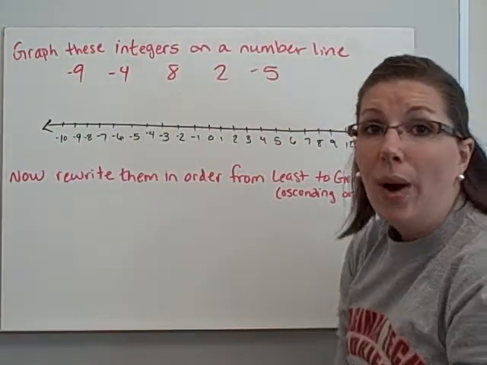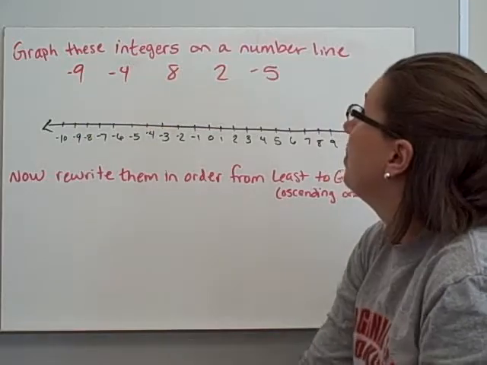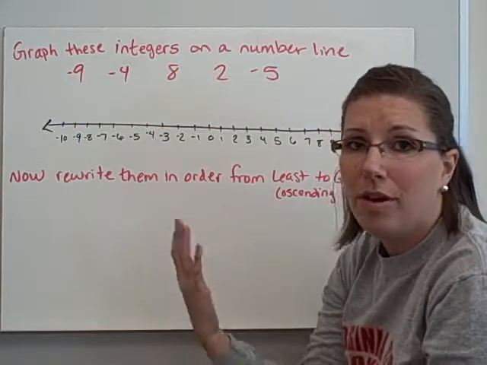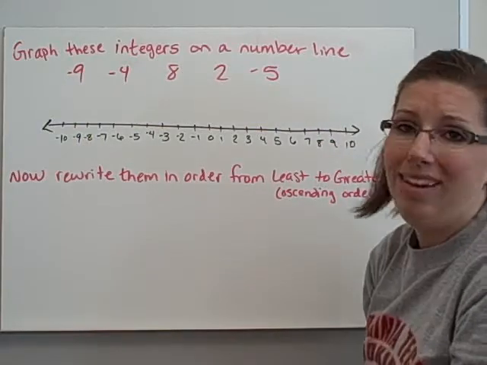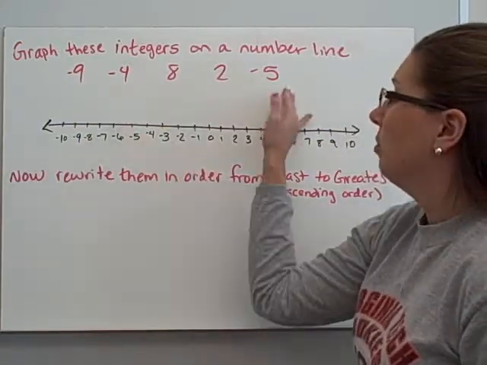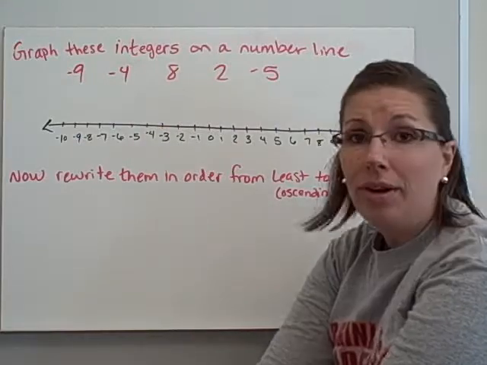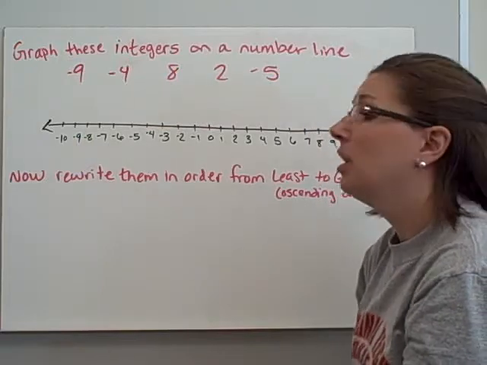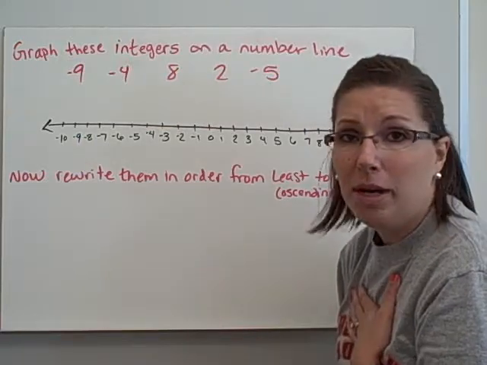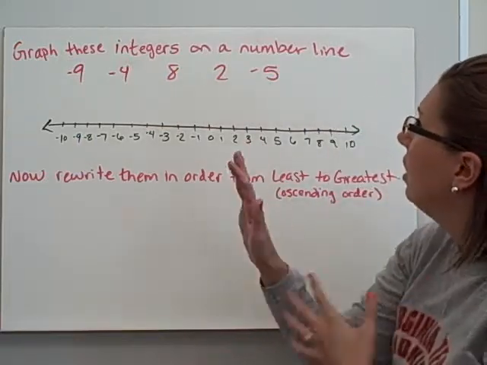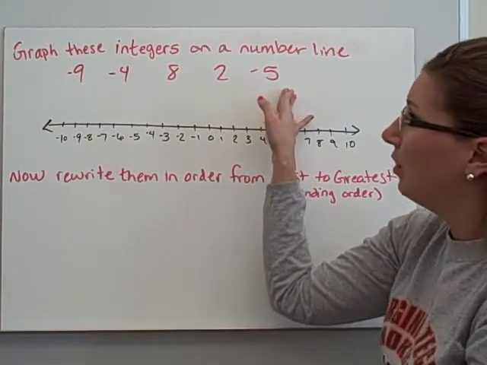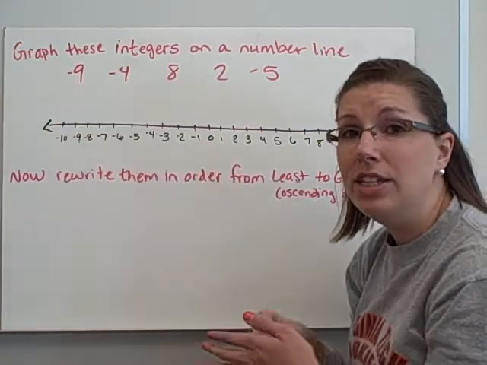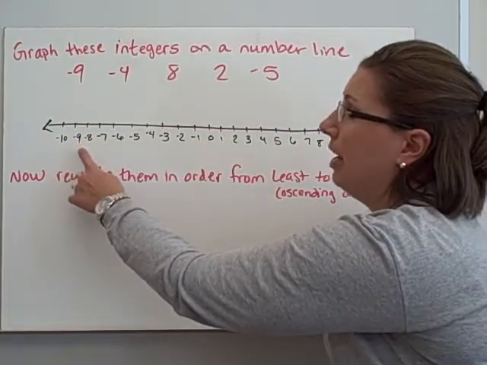If I were to ask you to graph these integers on a number line, you would literally put a dot on the number line or above the number line, depending on your personality, of where these numbers are located. When you create a number line, you don't have to put 0 in the middle, but the way that I made my number line is I looked at all the numbers that I had, and I saw that my smallest number was -9, so I knew that I had to include the number -9 on my number line.